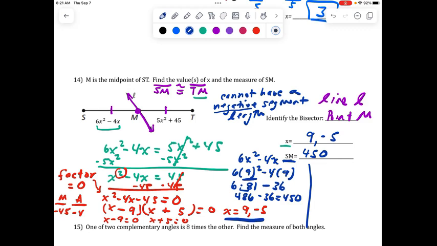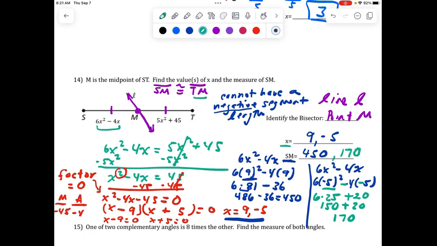Now, if I check negative 5, let me do 6x squared minus 4x like this. Let me plug in negative 5 for x this time. 6 times negative 5 squared minus 4 times negative 5. If we follow the order of operations again, negative 5 squared is positive 25 times 6, and then the negative times negative becomes a positive 20. 6 times 25 is 150 plus 20, which gives me 170. So you have 2 possible lengths for SM and 2 possible values for x.